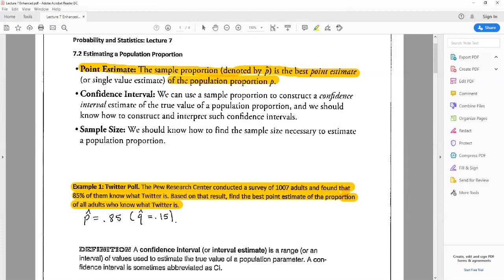Although they did not ask for q, we're going to go ahead and talk about q. q hat would actually be 0.15, and I got that by taking 1 minus 0.85. Remember that p hat and q hat must always total 1.